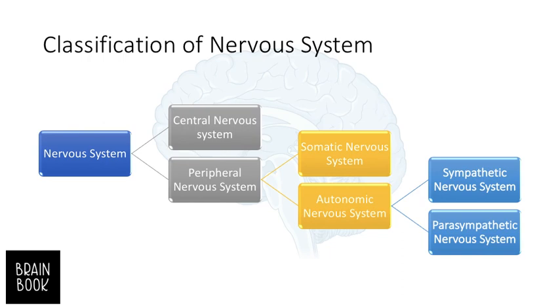And here you can see a diagram, the whole classification of the nervous system. The nervous system is divided into two groups: CNS, or central nervous system, and peripheral nervous system. The PNS is divided into the somatic nervous system, that's related to our muscles and movements, skeletal muscles, and the autonomic nervous system, which is automatic. This autonomic nervous system is divided into the sympathetic and parasympathetic nervous system.